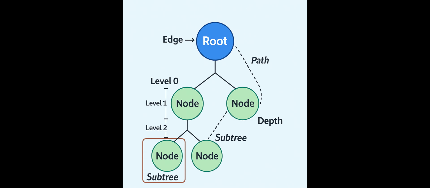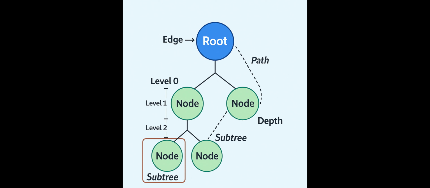An edge is a connection between a parent and a child node. If a tree has n nodes, it always has n-1 edges. A path is a sequence of nodes connected by edges. You follow the links from one node to another.